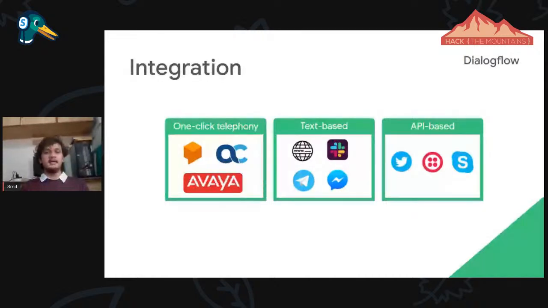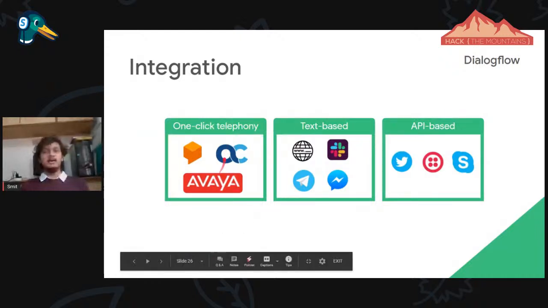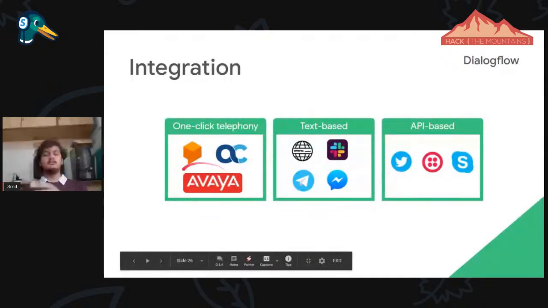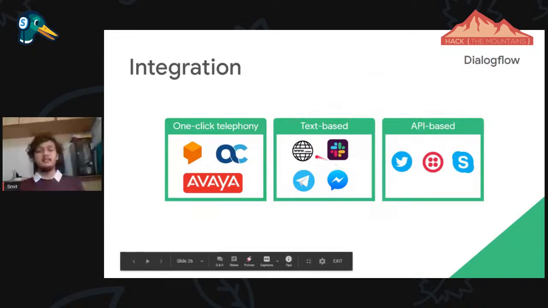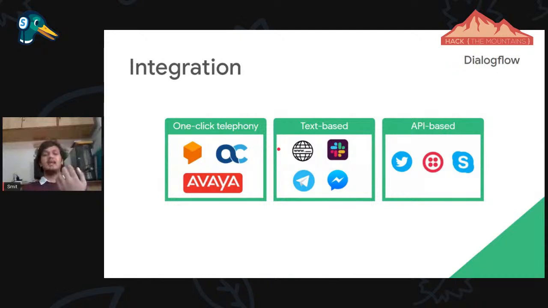The next is Avaya. So Avaya, AudioCodes and Dialogflow. There are multiple telephony platforms, but Avaya and AudioCodes are the major platforms used with voice on telephone service. And the other one is text based. In text based, you can add a stylish carousel.